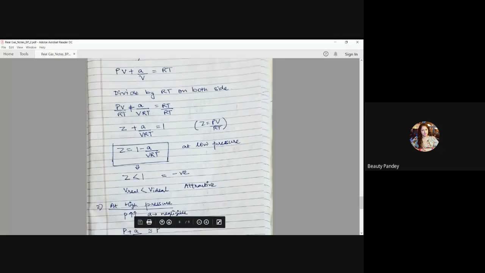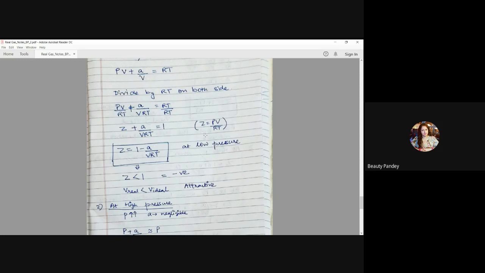You just check whether what I have written is correct or not. This is the equation which we got, right? Now dividing by RT on both sides, PV by RT, this and this becomes 1. Remember that compressibility factor Z is given by PV by RT. So Z is equal to 1 minus A by VRT.